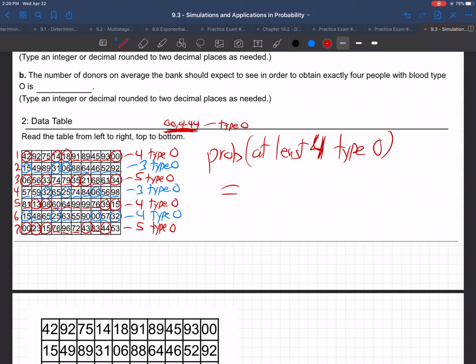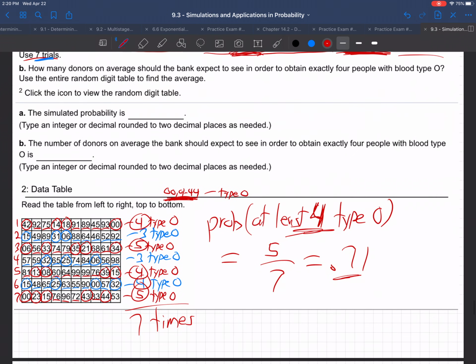Well, we did this a total of 7 times. And out of those 7 times, how many times did they have at least 4 type O bloods? 1, 2, 3, 4, 5. Right? At least 4 means 4 or more. So 5 out of 7 times, and so you divide that in your calculator, you get 0.71, and they want you to round to 2 places, so 0.71.